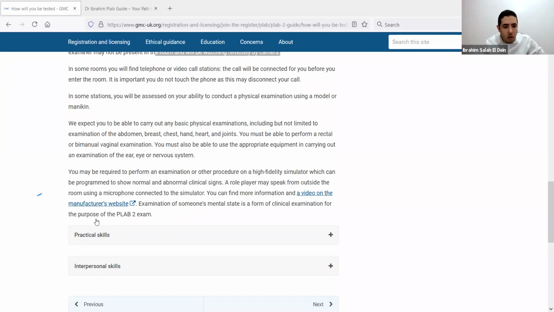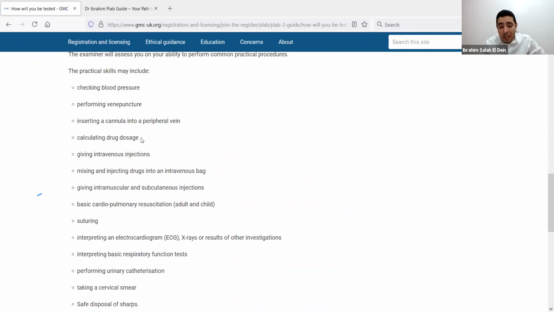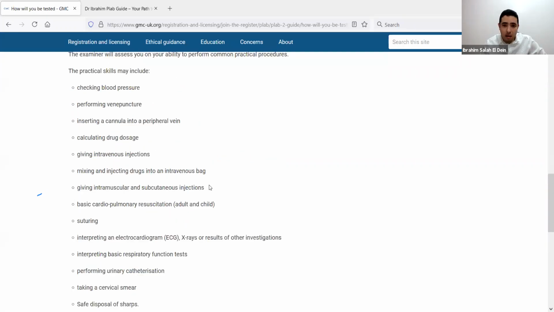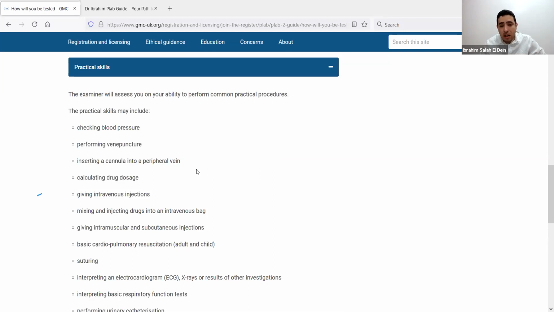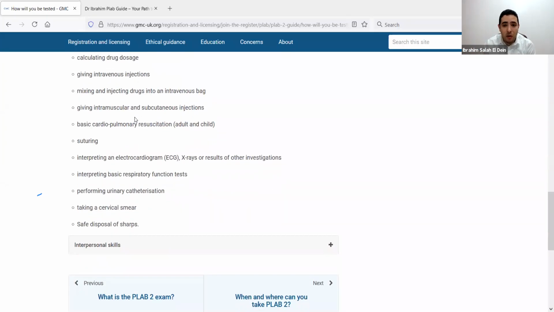You may be required, as we mentioned, practical skills: checking blood pressure, performing vein puncture, inserting a cannula, calculating the drug dosage, giving an intravenous injection. All of this, we may need to do small sessions for it, but it is very easy. Mixing injection, giving intramuscular and subcutaneous injections, basic cardiopulmonary resuscitation, suturing. Most of these practical skills don't come recently on the exam. They bring a limited number, as I mentioned, because of the pandemic. So you will be lucky if you manage to have your exam during the pandemic.